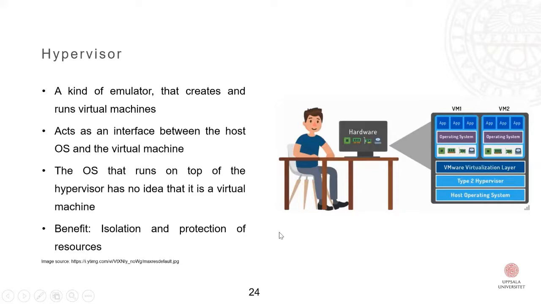Having virtual machines has several benefits. For example, it isolates and protects the resources. The resources that virtual machine 1, in this case, has access to will not be accessible by virtual machine 2. The data and programs are totally separated, so it brings a lot of security. And also, of course, it enables you to work with different operating systems on your machine.